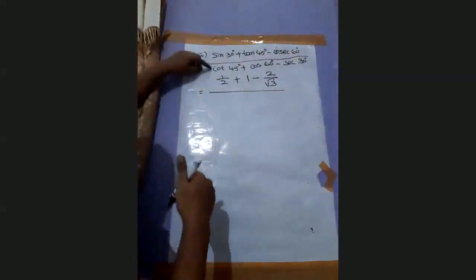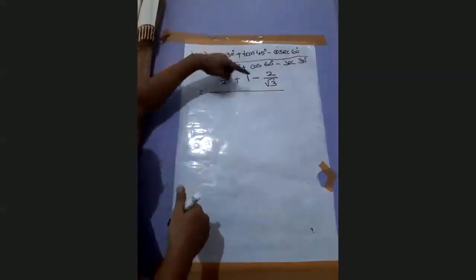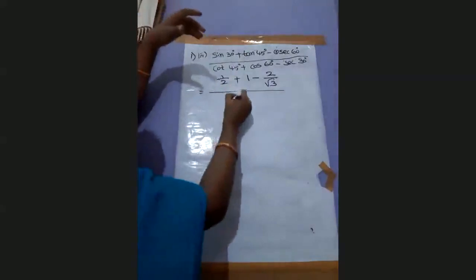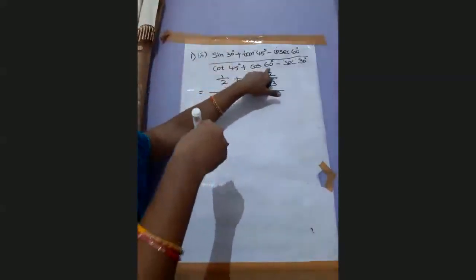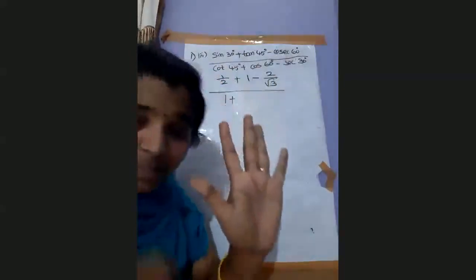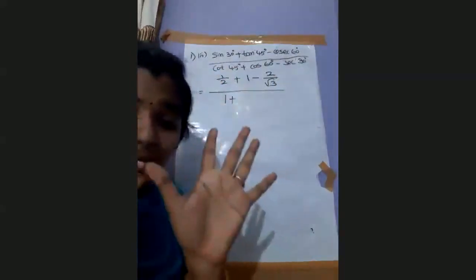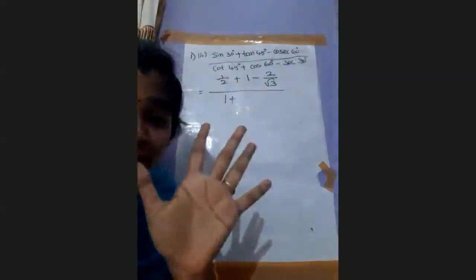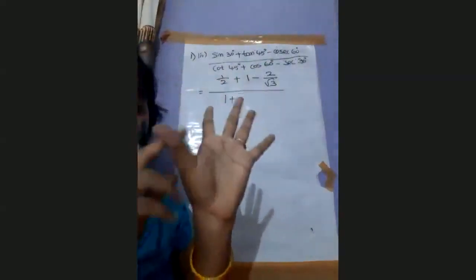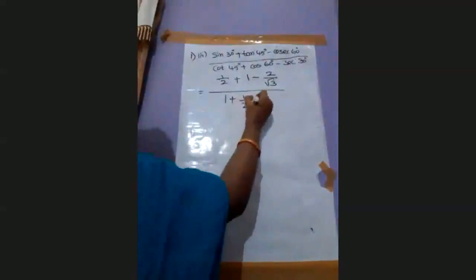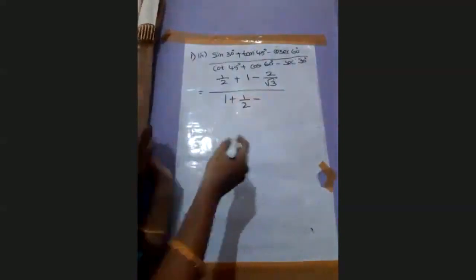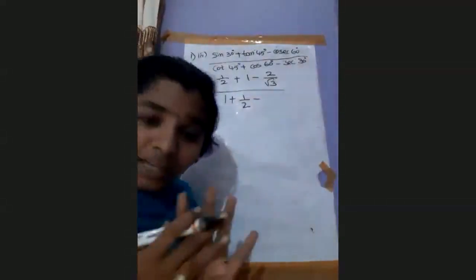So this is the cot 45. We already found tan 45 is 1. We take its reciprocal again, so we get 1 plus cos 60 value. So cos 60. For cos we have to write the above finger. That means only 1. So 1 by 1 divided by, minus, secant 30. Secant 30 means we have to find the cos 30.